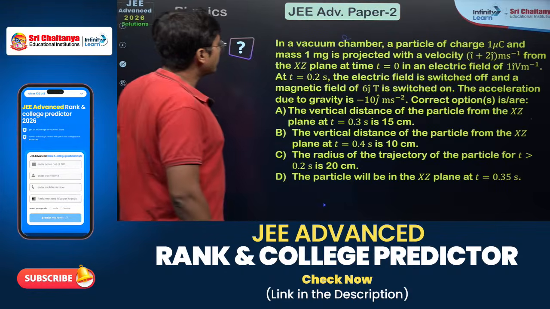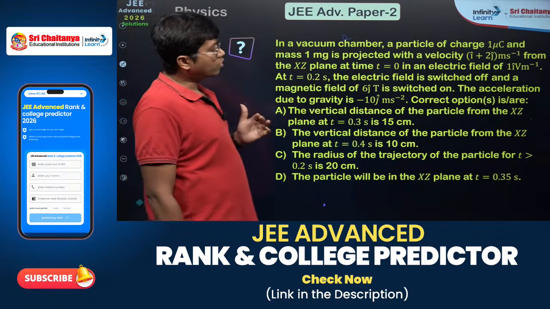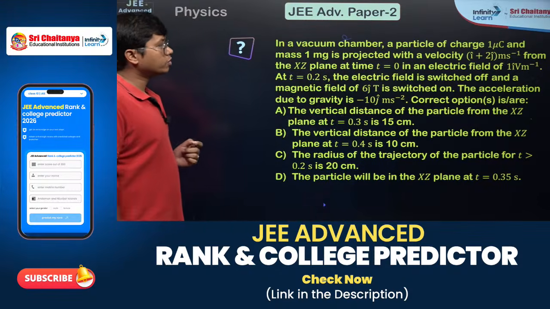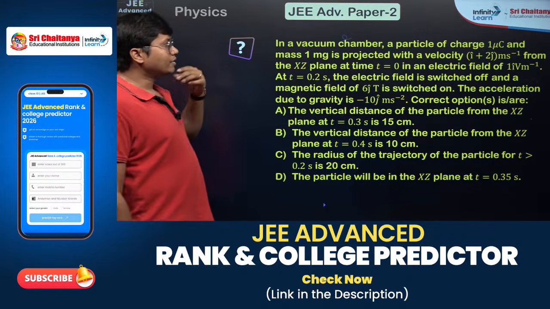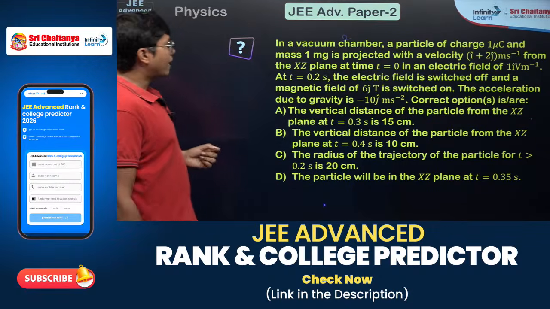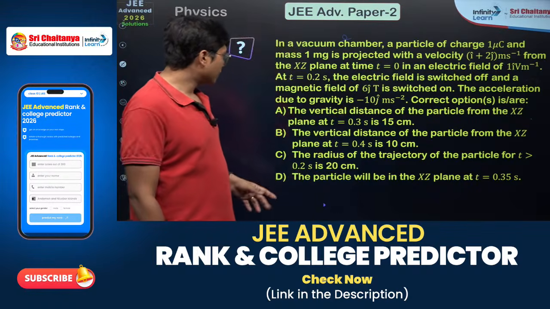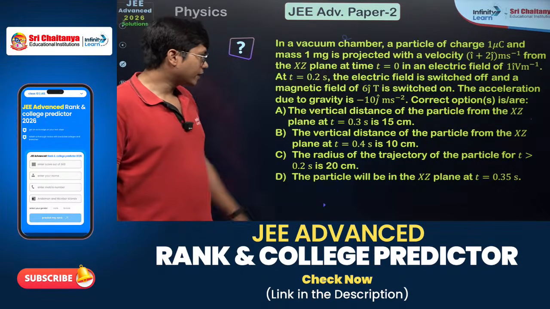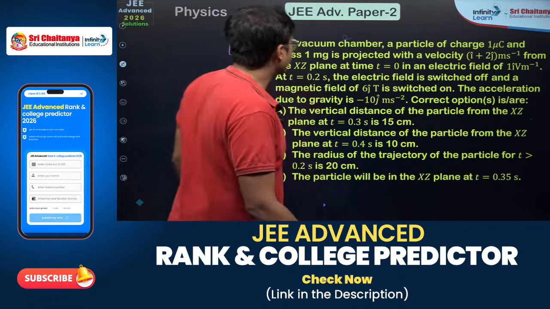Achha, next one says, in a vacuum chamber, a particle of charge 1 microcoulomb, mass 1 milligram is projected with a velocity i cap plus 2 j cap meters per second from the xz plane at a time t equal to 0 in an electric field of i cap. At t equal to 0.2 seconds, the electric field is switched off and a magnetic field of 6 j cap Tesla is switched on. Acceleration due to gravity is minus 10 j cap. Correct options are over here. They're basically looking for the vertical distance, so basically the y coordinate, because from the xz plane they are looking for it, and the radius of the trajectory. Okay. So you're looking for the y coordinate majorly.